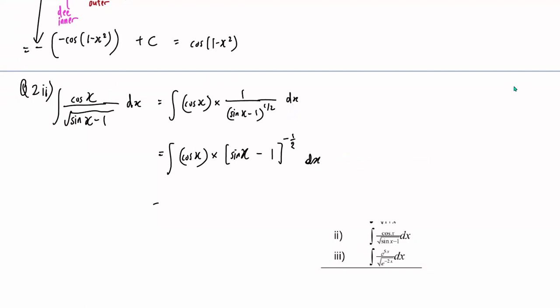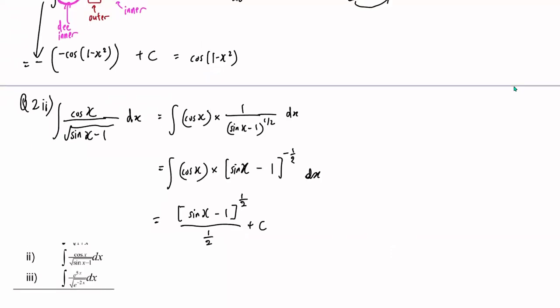Good. Then this is your outer, this is your inner, and this is your derivative of the inner. Because differentiating sine x minus 1, you get cosine x minus 0, which is just cosine x. Good. We have the correct form. You copy f(x), which is sine x minus 1, to the power of half, then divide by half, then plus c. Okay, let's verify if this is correct by differentiating it.